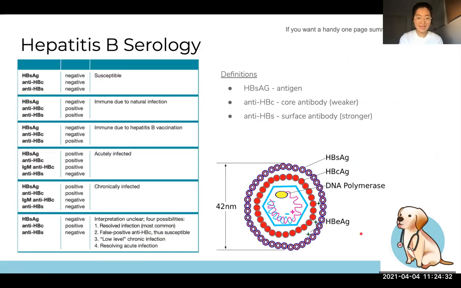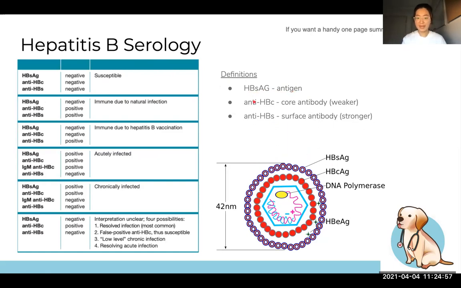Okay, and Hep B serology. So for hepatitis B, they will often do a Hep B serology, which is looking at the antigens and the antibodies. So this table summarizes it very well. Before we go through it, let's go through 3 definitions. You've got your Hep B surface antigen, and this tells you whether you are currently infected or not.